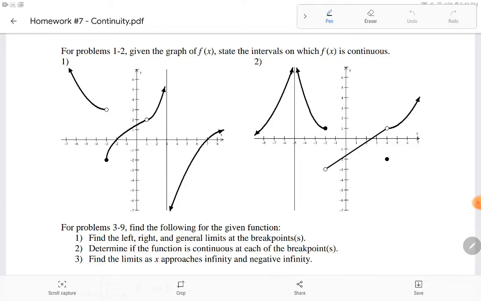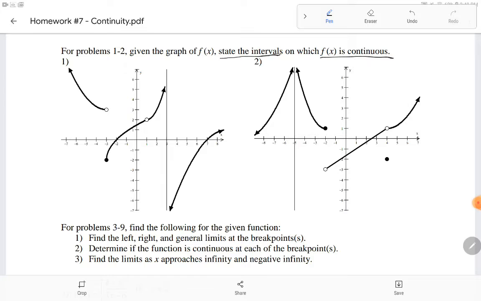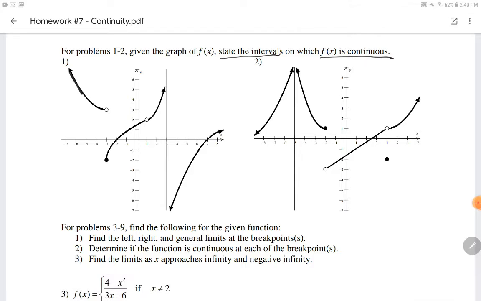Okay. So let's take a look at number one. It says to state the intervals on which the function is continuous. So basically, what we're looking for is everything that doesn't have a discontinuity in it, right? For this one, just like a book, I would read the graph from left to right. So I'm going to highlight this first part. It looks like that.